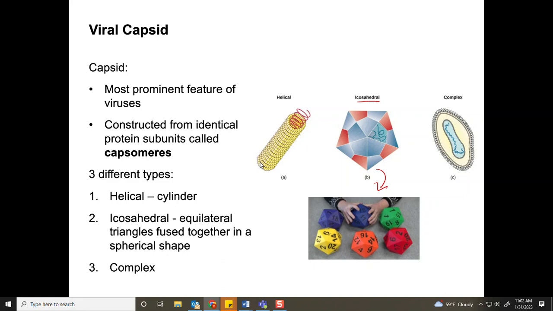Next, we have helical shapes. Here we see the genetic material in red, and then these little yellow balls would be the capsomeres, those proteins that make up the capsid. And then finally, we have the complex shape. This is where it doesn't fit into the other two, so it has different shapes other than helical and icosahedral.